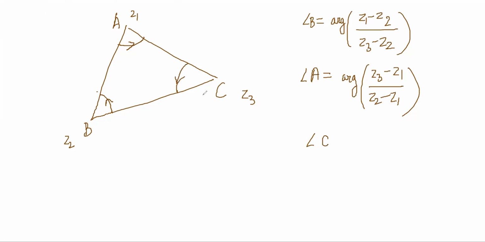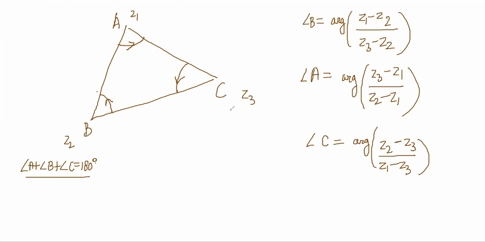Angle C: first draw an anti-clockwise arrow. The more anti-clockwise side is this one. So it is the argument of Z2 minus Z3 by the less anti-clockwise side, Z1 minus Z3, right? Now it is obvious. Now we will be able to prove that angle A plus angle B plus angle C is equal to 180 degrees.